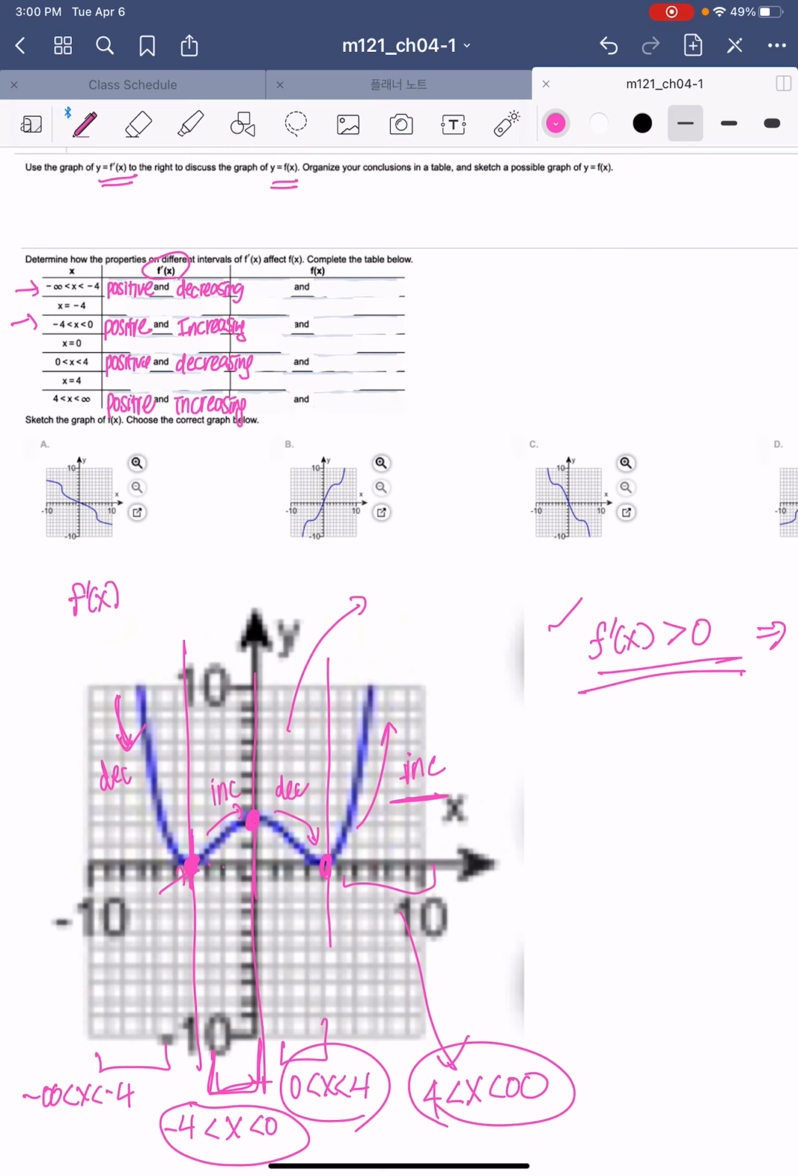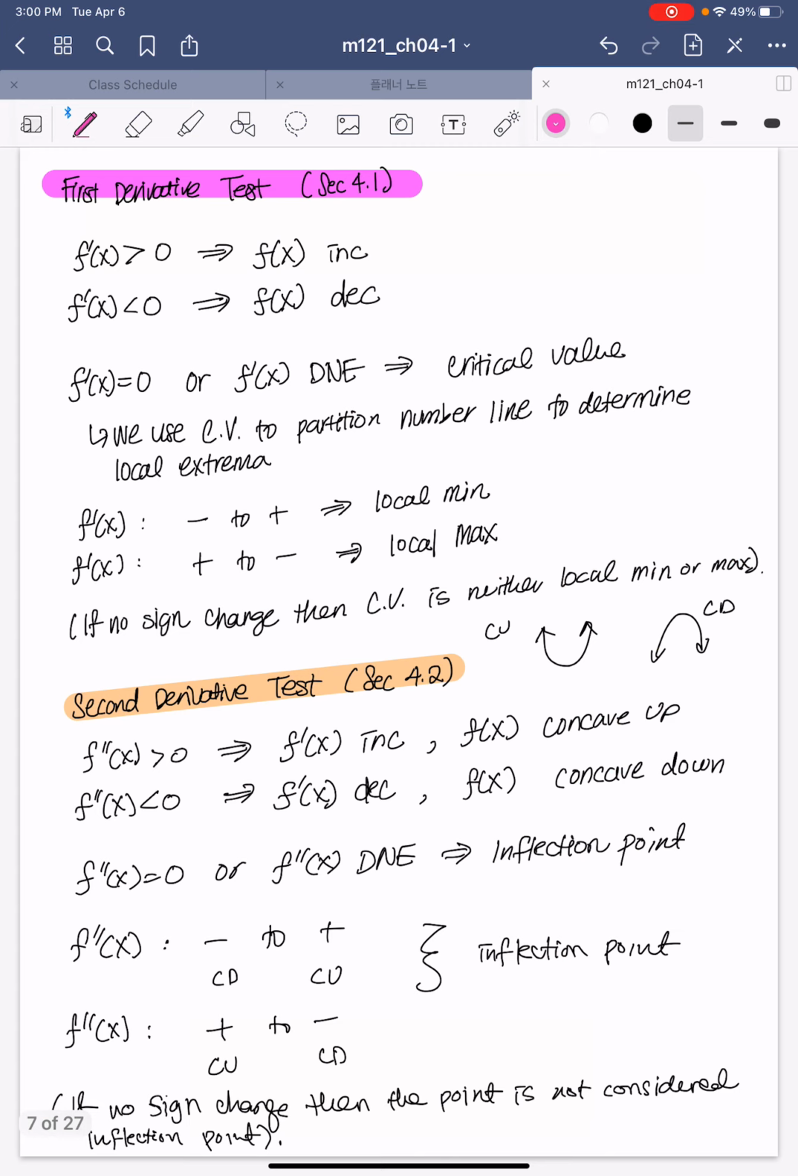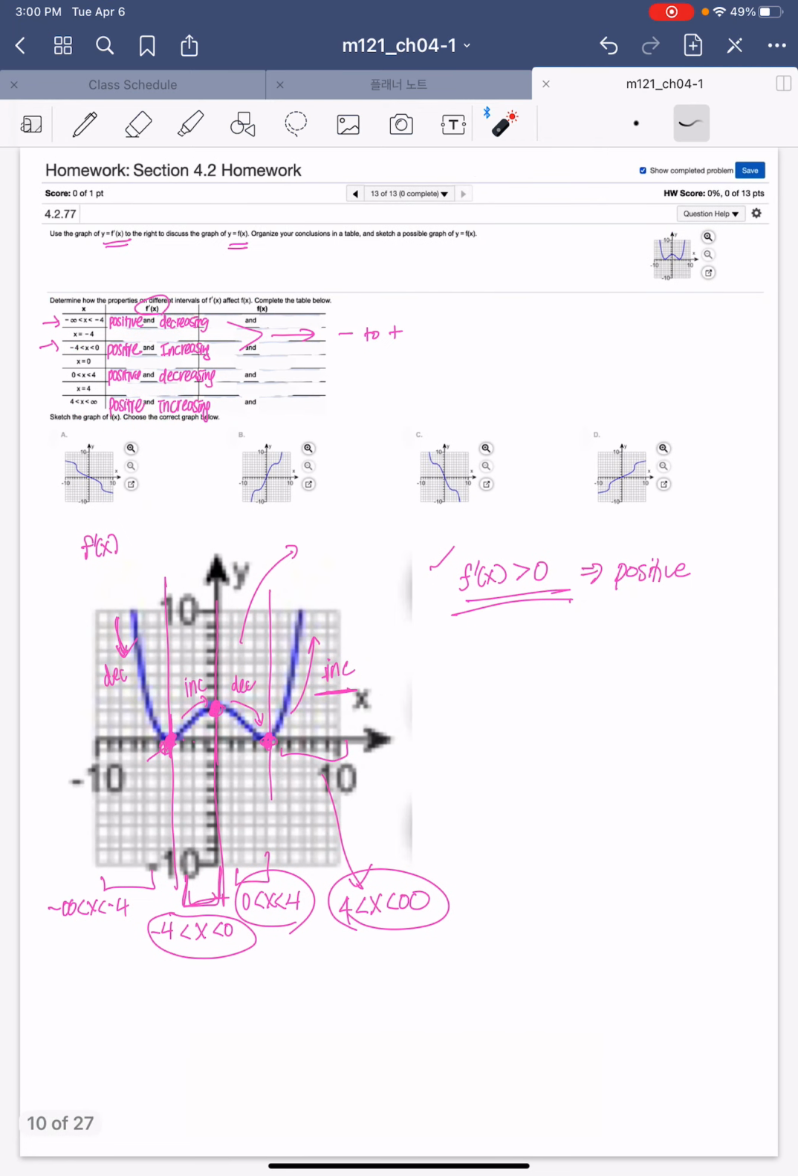To check and see if these are our local min or local max, you need to have the sign change, right? So take a look at this. We have a decrease. So this part over here, we have first derivative decreasing to increasing. What does decreasing to increasing mean? Decreasing to increasing, we have a local min. Right? First derivative going from decreasing to increasing, we have a local min. So this point is a local min.